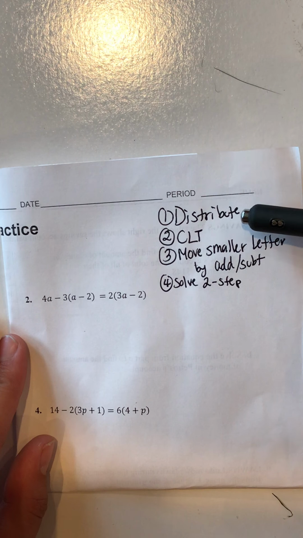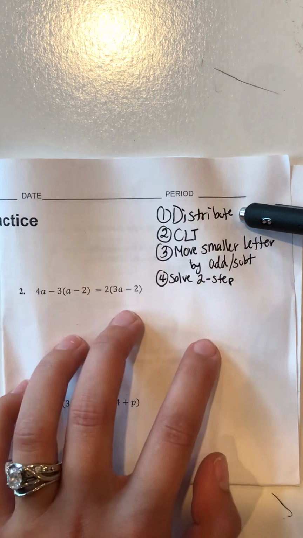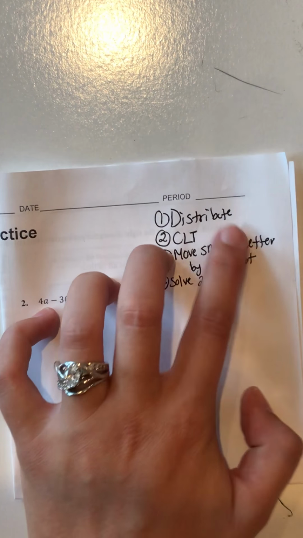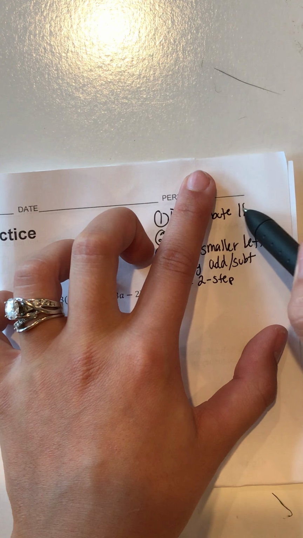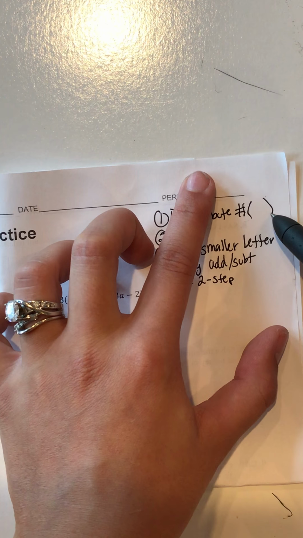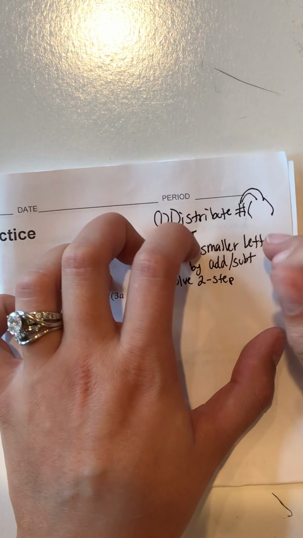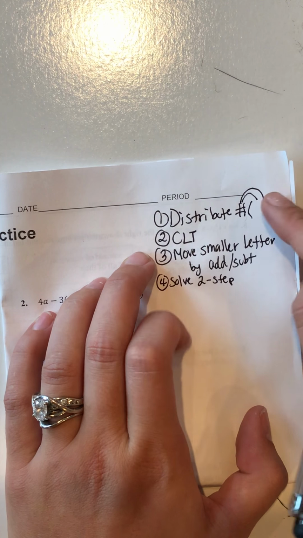The first question you need to ask yourself is, does the problem contain the distributive property? That means that if you have a number outside the parentheses, you need to take that number on the outside and multiply it by each term on the inside.